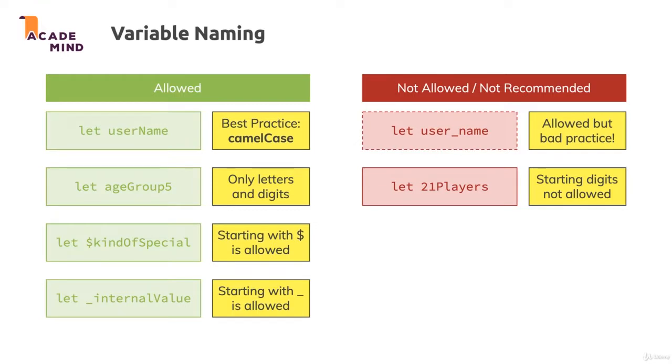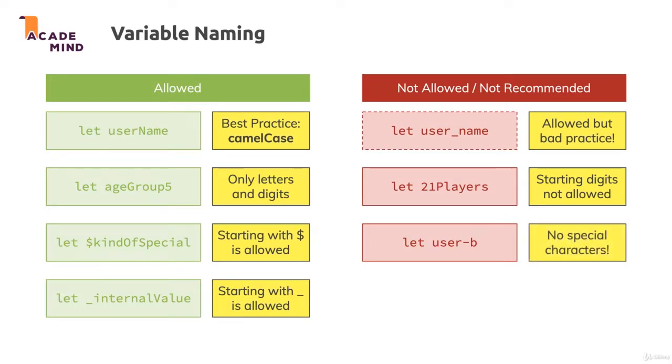Now, there also are special rules when it comes to special characters. You can use the $ sign and underscore at the beginning of your variable or anywhere in your variable, but you must not use other special characters, neither at the beginning of your variable nor anywhere else. So dashes or white space is not allowed. The underscore is allowed, as mentioned on the left, but other special characters are not allowed no matter where you plan on using them.